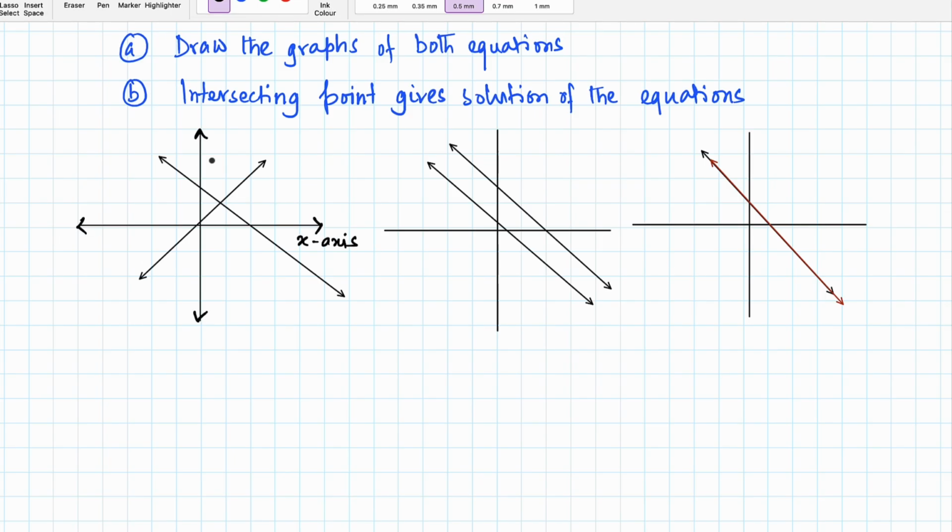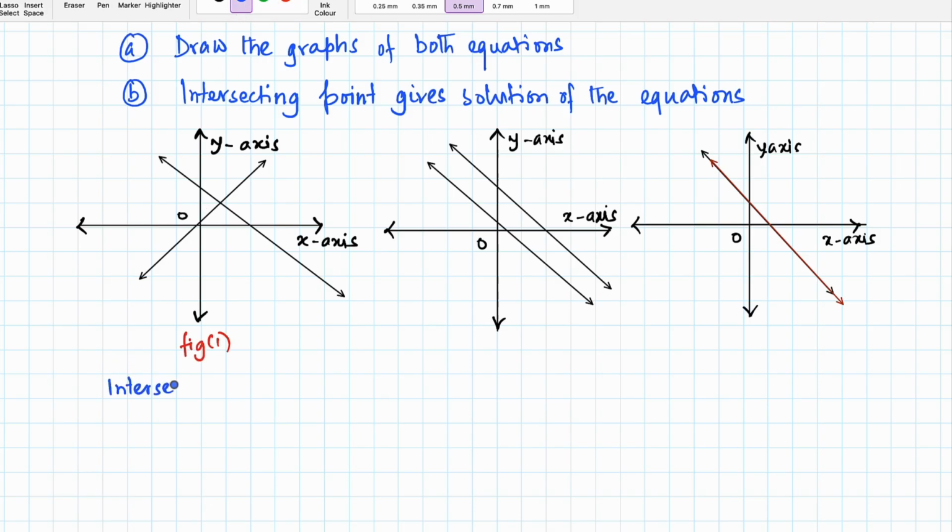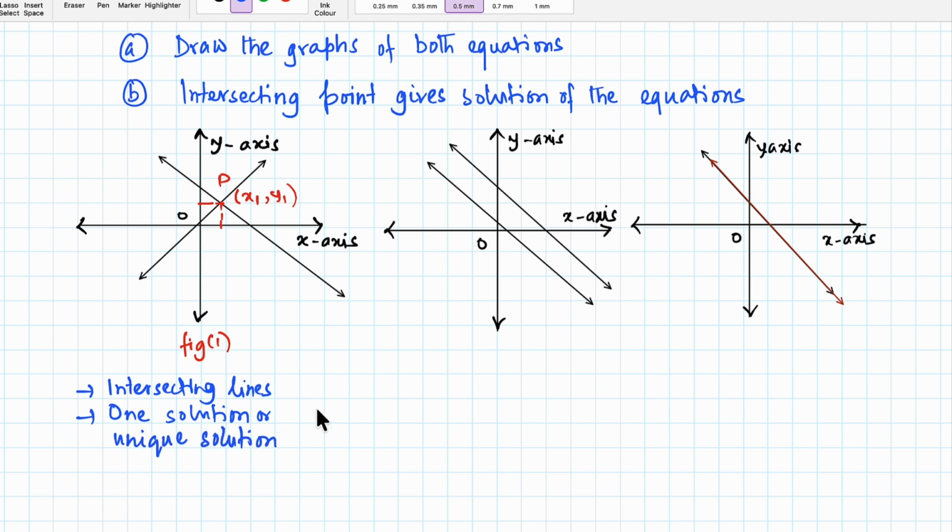So we have the x-axis and y-axis for all three graphs, and we have the origin. What we find is that in figure 1, the lines intersect, and P is the point where we get the solution for x and y, that is x1 and y1 in this case. So when both the lines intersect, it gives one solution, or a unique solution.